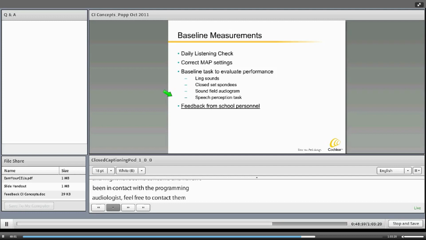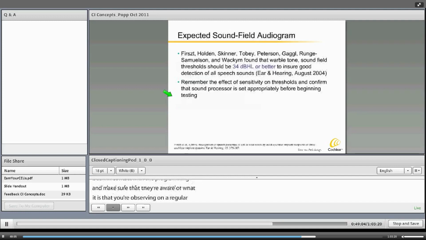And so I encourage that communication to go in both directions. So if you're in a situation where you have a child that you're working with and might have some concerns and haven't been in contact with the programming audiologist, feel free to contact them and make sure that they're aware of what it is that you're observing on a regular basis.